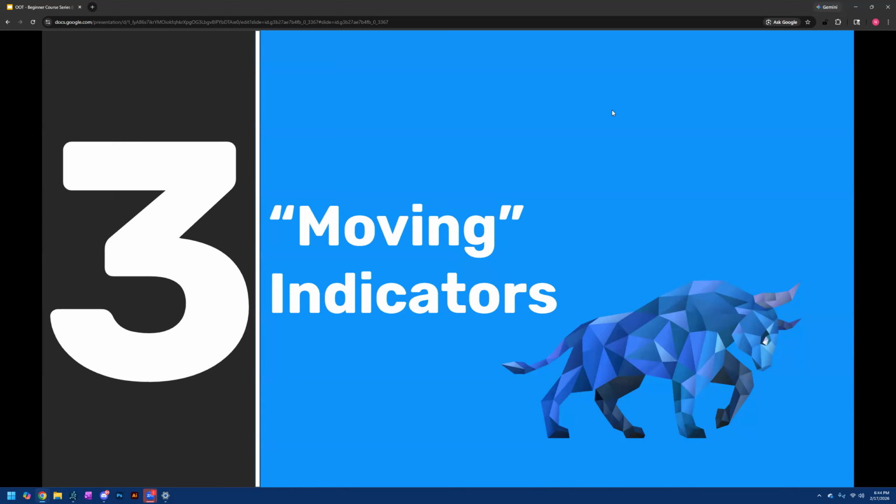Let's talk about moving indicators. These are, at least me personally, kind of my favorite and bread and butter at this point in my trading career. That doesn't mean they're the best or the way to go, but it's just kind of the way that I've optimized my trading style.